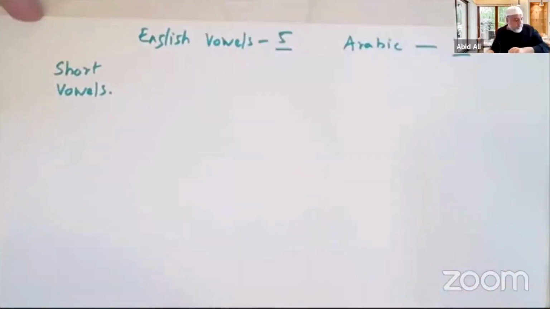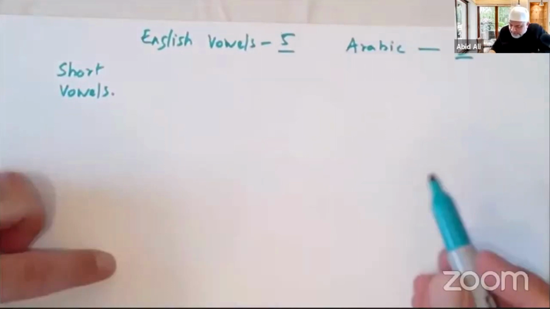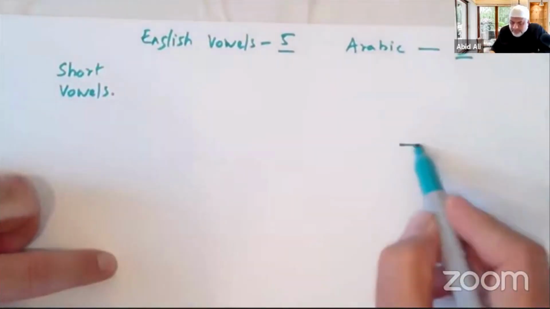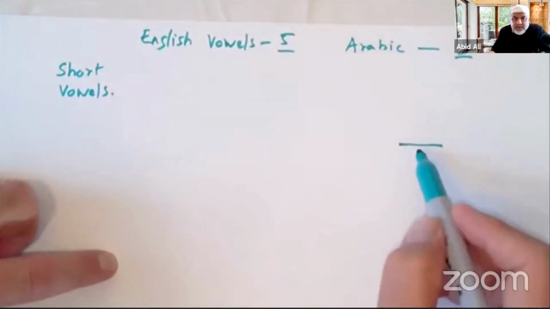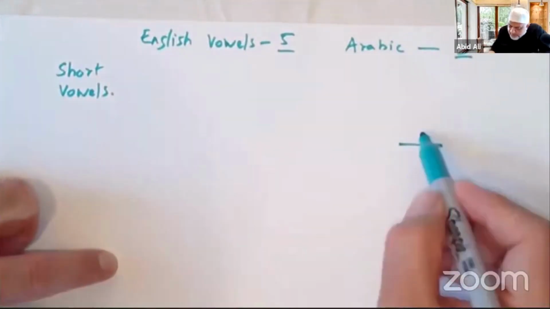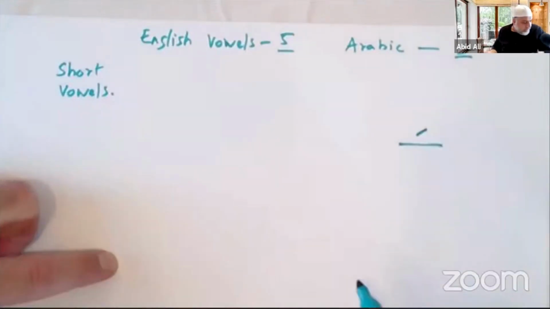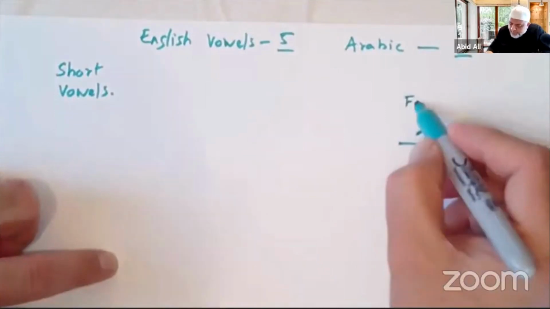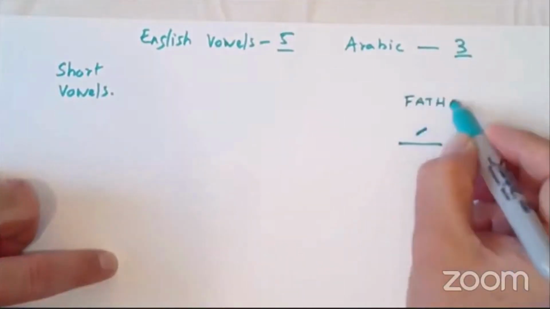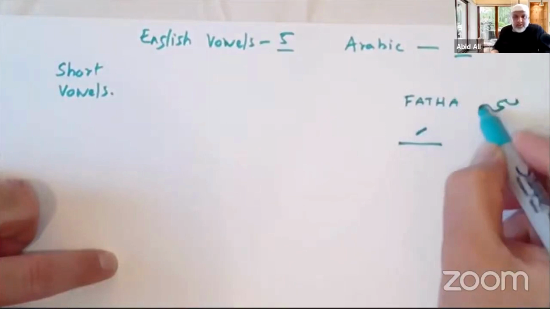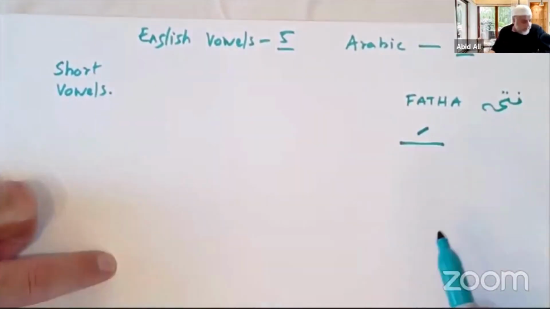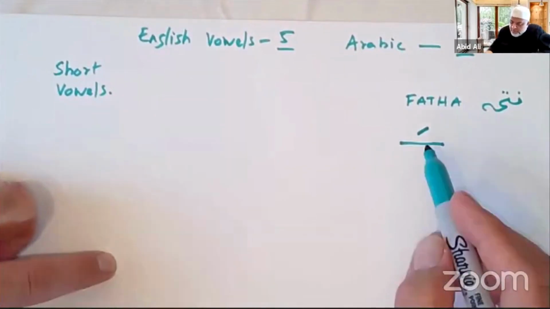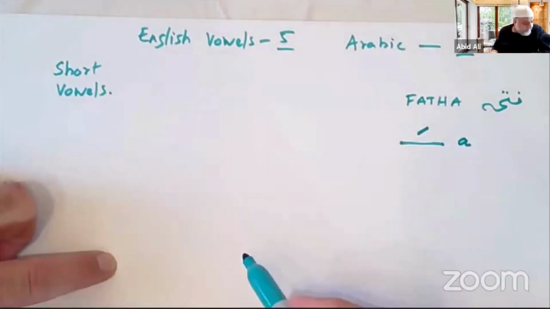So what do I mean by that? Let's say this line is a letter, and I'll explain it to you. If there is this sign on the top of the line, it is called fatha. This is how you write it in Arabic. So how do we understand fatha? When you understand fatha, you think of this as letter A.